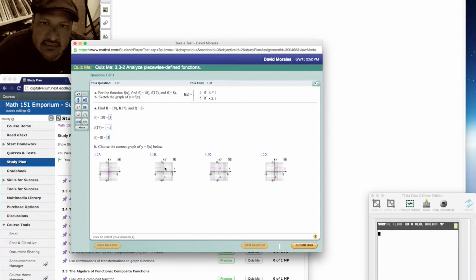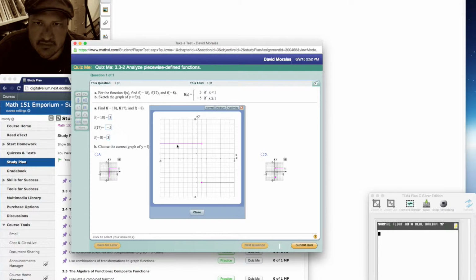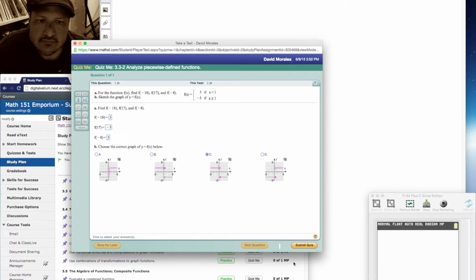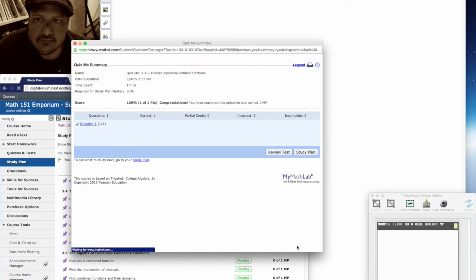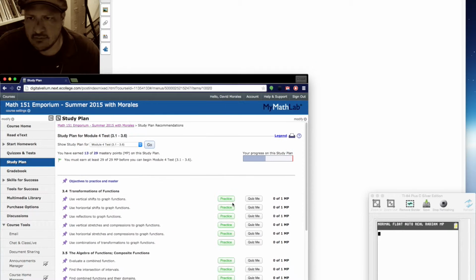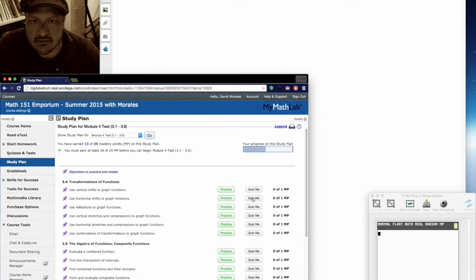So it can't be that one because that's a closed circle. So here's an open circle, and then the closed circle is at negative 5. So this right here, you can see from negative 1 down, it's 3, and then from 1 positive, it's negative 5. And we'll just keep going on to the next one.